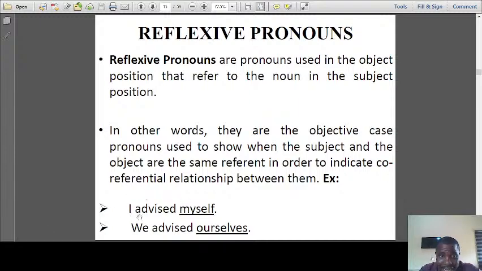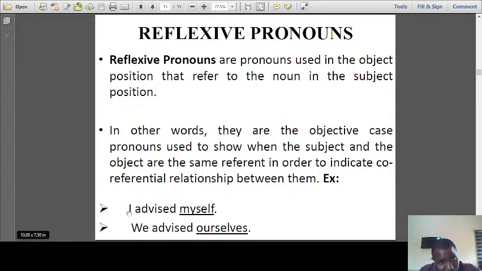Instead of saying I advise I, or John advised John, the same John, or let us say Uche advised Uche, it's wrong. So there's supposed to be a pronoun to reflect Uche, to avoid repetition. So we say Uche advised himself.